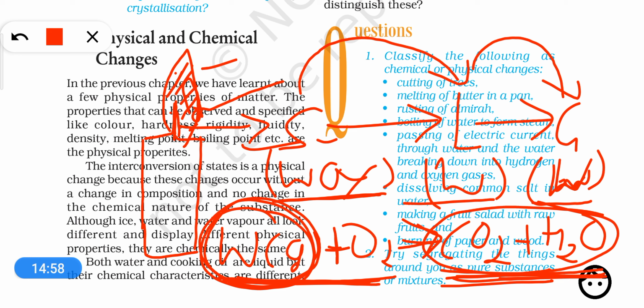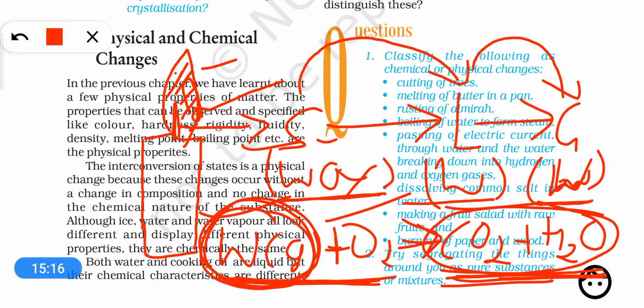So in a physical change, a new substance is not formed, only certain physical properties are changed, like shape may change, volume may change, mass may change, right? But the substance remains the same.